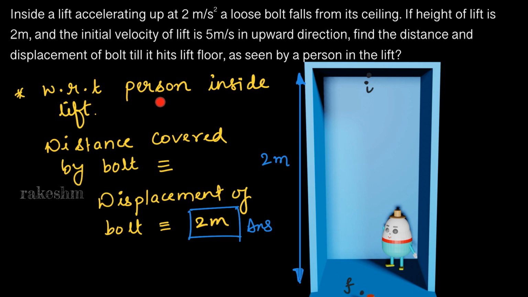So with respect to the person inside the lift, the distance covered by the bolt is nothing but the path length of the bolt from here to here. So that is 2 meters. The displacement of the bolt is the shortest distance between the initial and final points, which is also 2 meters. So both these are equal to 2 meters.